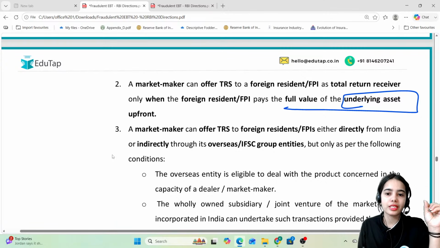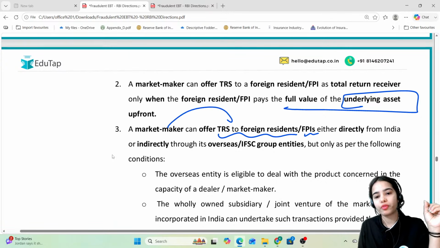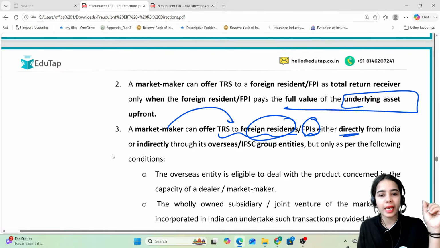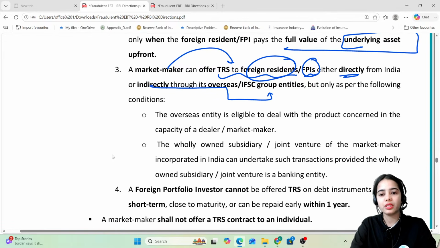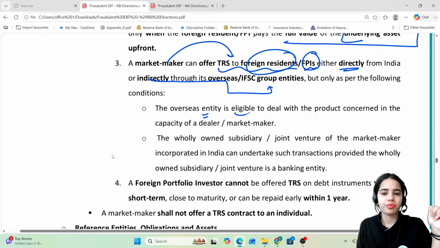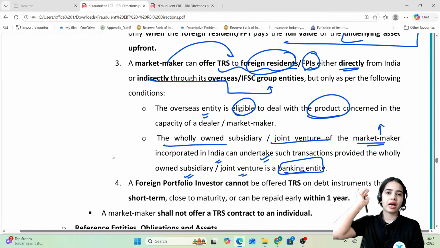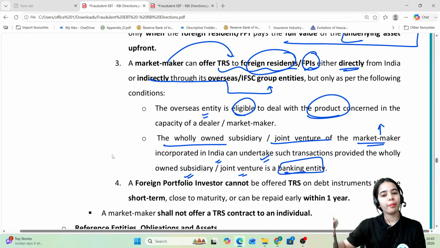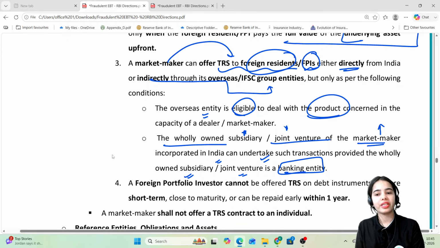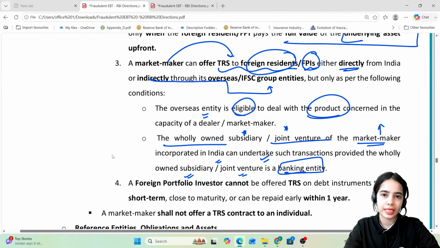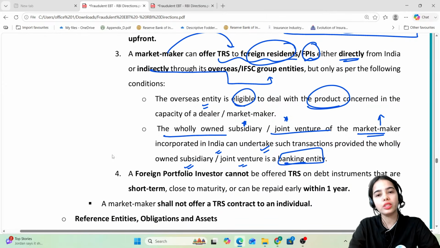Market maker can offer TRS to foreign residents or FPI. So market maker can offer TRS to foreign residents or FPIs either directly from India or indirectly through its overseas or IFSC group entities, but only as per the conditions that the overseas entity is eligible to deal with such products. The wholly owned subsidiary or joint venture of the market maker incorporated in India can undertake such transactions provided the wholly owned subsidiary or joint venture is a banking entity. So market makers, we have discussed scheduled commercial banks and the standalone primary dealers, they are the market makers. Their wholly owned subsidiary or joint venture can provide such products to the foreign portfolio investors or to the PROI.